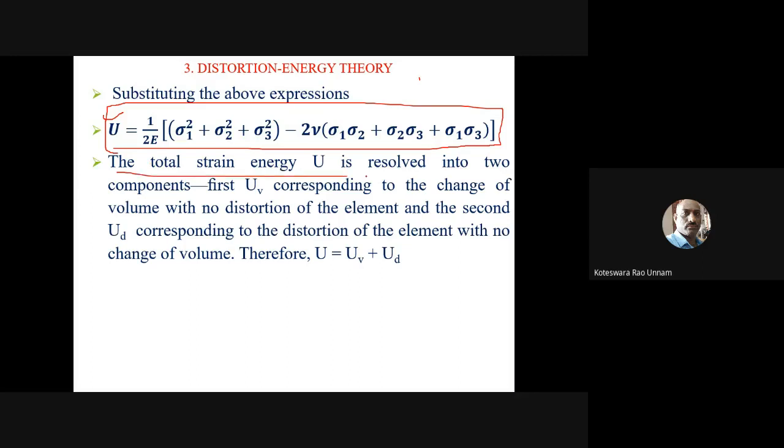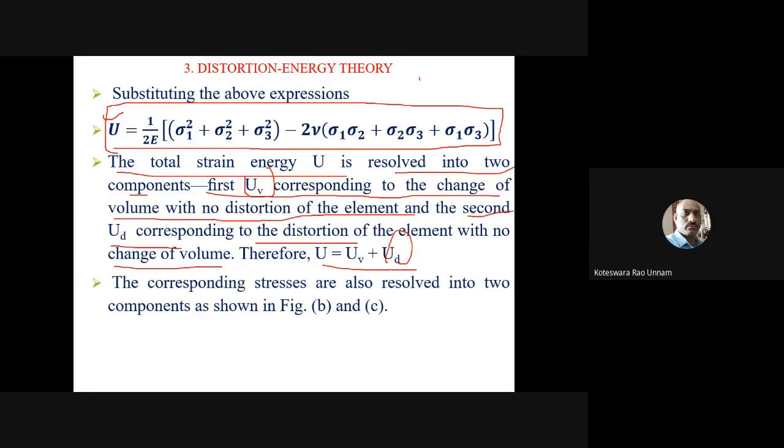The total strain energy is resolved into two components. First, UV, corresponding to the change of volume with no distortion of the element, which we already discussed. And the second one is UD, corresponding to the distortion of the element with no change of volume. Therefore, I can write U as UV plus UD. From this, I can write UD is equal to U minus UV.